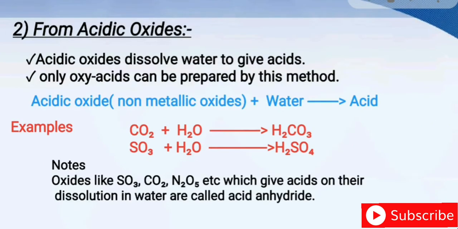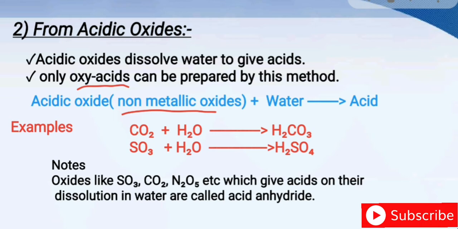The second method is from acidic oxide. Acidic oxides dissolve in water to give you acids. Only oxyacids can be prepared by this method. Acidic oxides means the oxides of non-metals, which are acidic in nature. When they react with water, they produce acids. For example, carbon dioxide is a non-metallic oxide, hence it is an acidic oxide. So, carbon dioxide, when reacted with water, produces carbonic acid. Sulfur trioxide, when reacted with water, produces sulfuric acid.